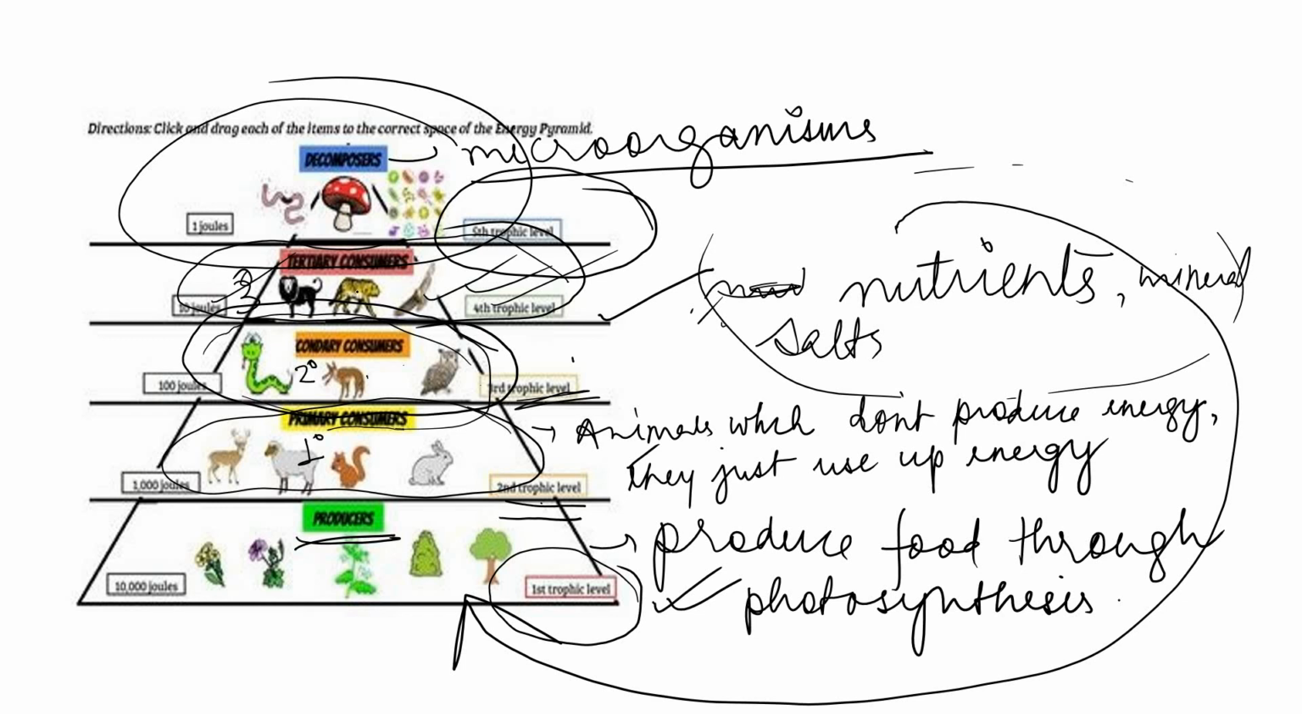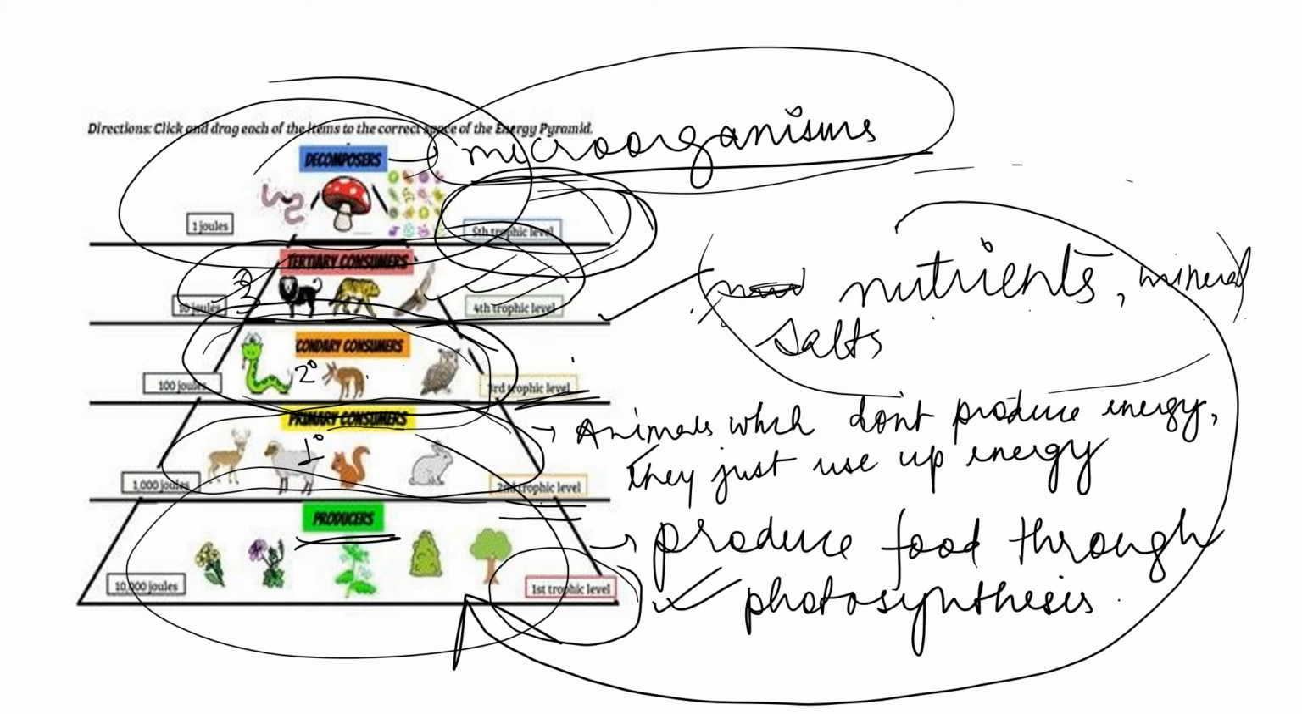And then eventually they'll grow old and they'll die, and then the microorganisms come into the picture, which form the fifth trophic level, and they are known as the decomposers because they help in the process of decomposing. Now they will act on the dead and decaying matter of these animals and plants nearby, which will help in releasing nutrients and mineral salts. These nutrients and mineral salts will be there in the soil, and these producers will take them up, and again the chain will keep on going in nature. So that was all about the food chain.